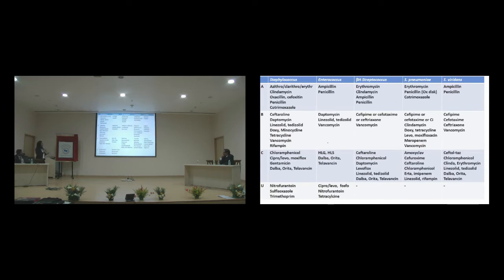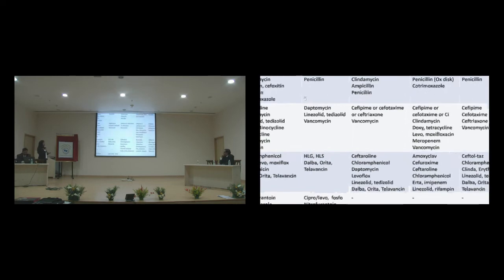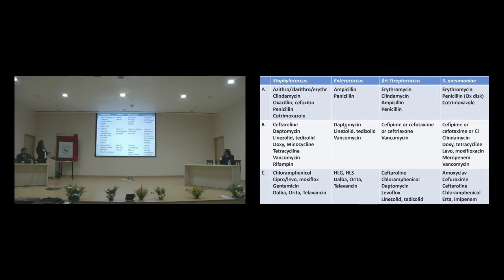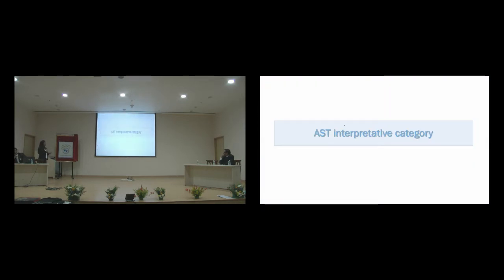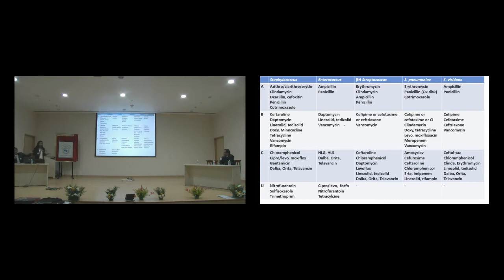So this is how it is given for staph, entero, beta hemolytic streptococci, streptococcus pneumoniae and viridans. These are the group A, B and C group of antibiotics. Next. So all these are there in CLSI. We have just summarized everything into this, which is the same table available in CLSI.